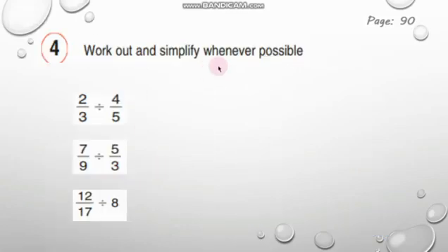Now work out and simplify whenever possible. Here I have 2 over 3 divided by 4 over 5. I know that I write the first fraction as it is. I write times instead of divide. 4 over 5 becomes 5 over 4. Multiply the numerators and the denominators. I can write 4 as 2 times 2. Now I can simplify by 2. The answer will be 5 over 6.